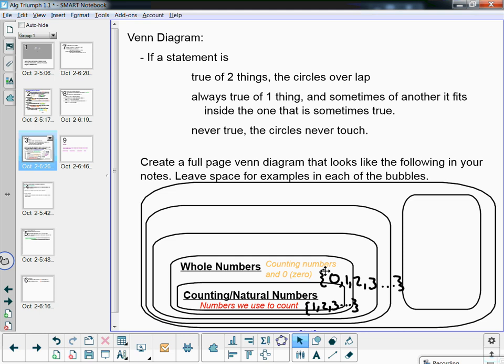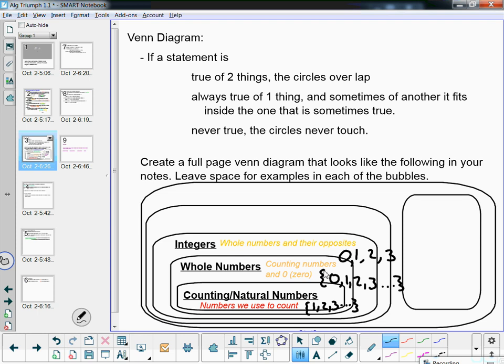Once we took the whole numbers and we put in their opposites, we got the integers. The integers are whole numbers and their opposites. So what's that mean? Well, I need to start with the whole numbers, which means I need to start with the counting numbers. 1, 2, 3. Then what did I add? I added 0. Now I have the whole numbers.